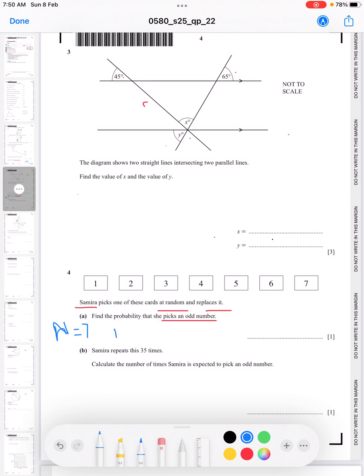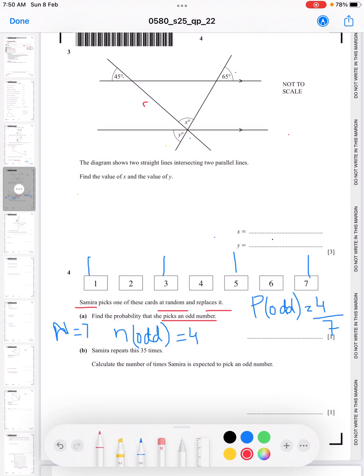And the number of odd numbers is the favorable outcomes. How many favorable outcomes? They are 1, 3, 5 and 7. So the number of favorable outcomes is 4. So the probability that Saima picked an odd number equals 4 favorable outcomes divided by the total number of outcomes, 4 by 7, right?